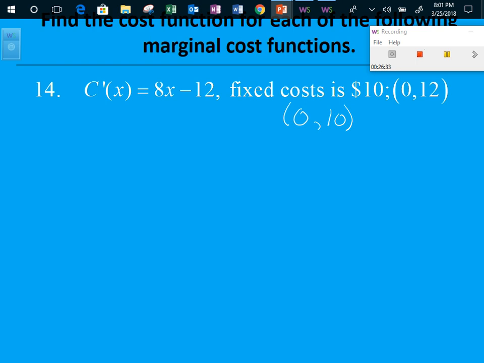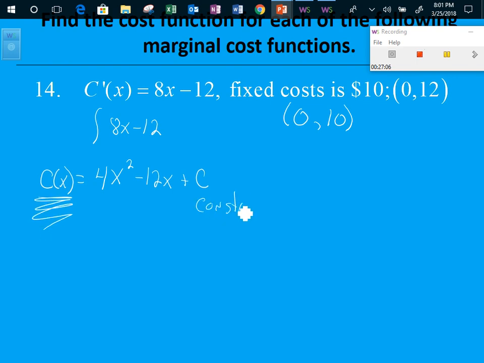Well, we need to find the antiderivative of 8x minus 12. So let's add 1 to the power there and get a 2. Multiply by the reciprocal and get a 4. The antiderivative of 12 is 12x. Then I've got plus c. Now do not confuse c of x and this c. This represents the cost. This represents some constant. So don't confuse those two c's.